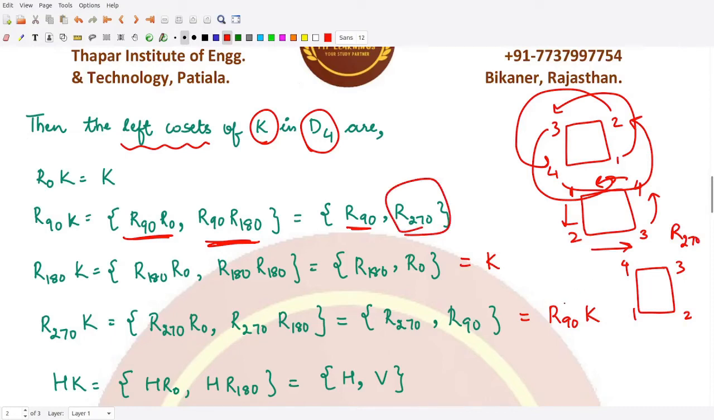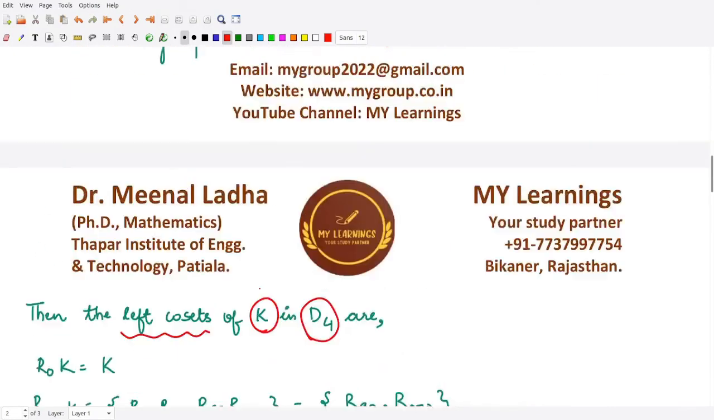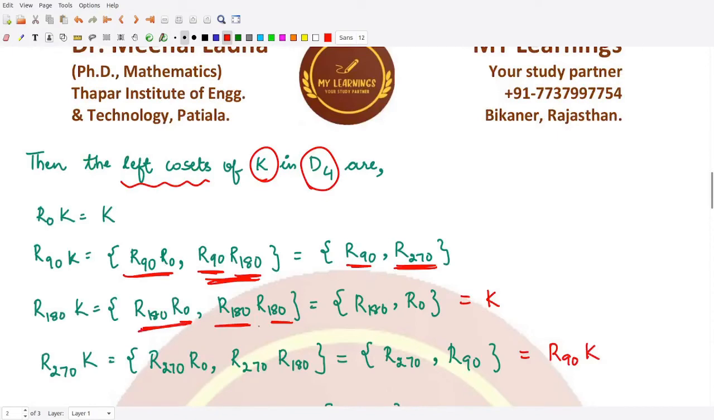If you are confused by this calculation, you can just go to the Cayley table of this D4 and see the composition of R90 with R180. The answer would be R270. Next, when we compose R180 with the subgroup K, we have R180 with R0 and R180 with R180. R180 into R0 is R180 and R180 with R180 is R0 only. So this is again the subgroup K. This is known to us.